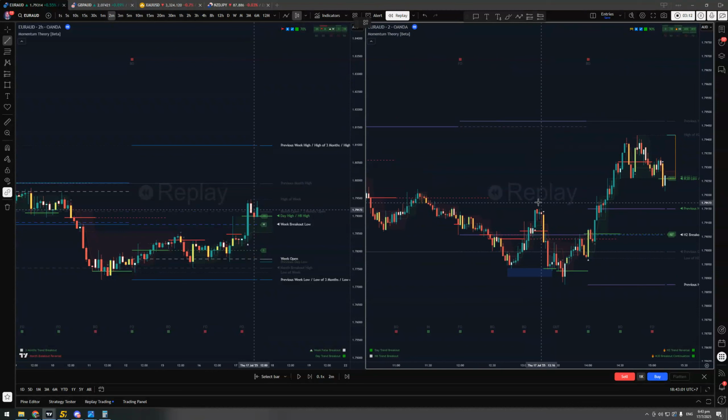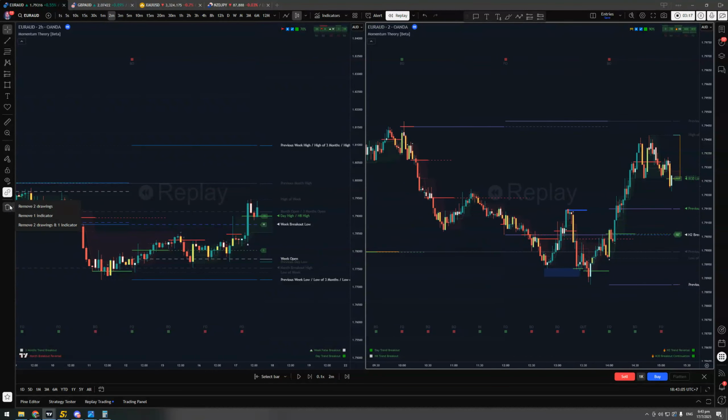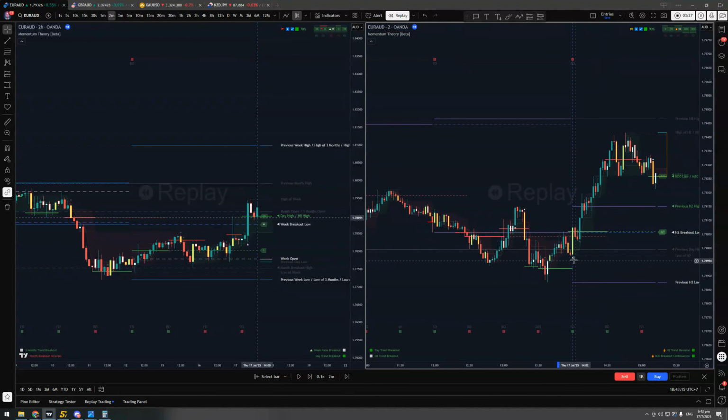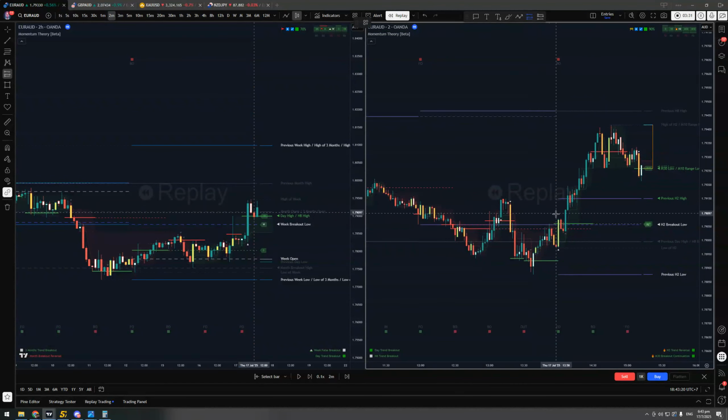This could be a possible entry. Did not take that one though. And shortly after the video ended, price came down and gave me that rejection that I'm looking for. And so right at London Open, 2 p.m. over here, there's the entry right there. And this is the move that I took right at London Open.